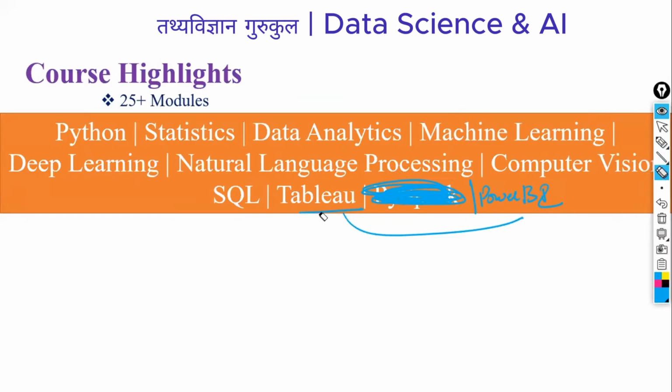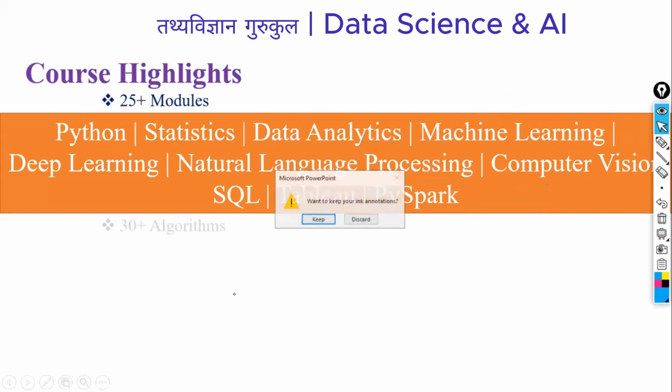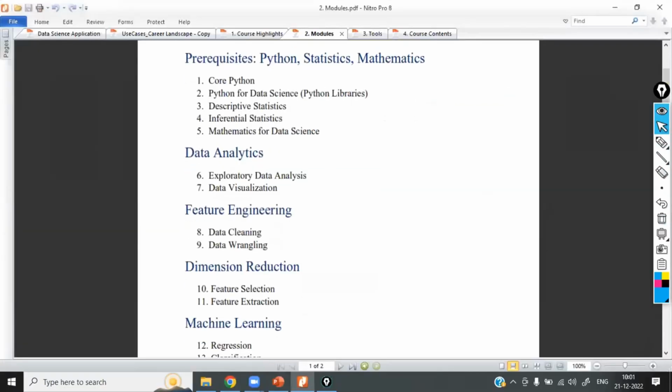Right? So here, whatever the course content is, this includes Python, statistics, data analytics, machine learning, deep learning, NLP. NLP means working on text data, videos or images, or audios, natural language processing. Machine learning is for structured data, if you are working on structured data. Right? And exactly, you can identify the perfect course content in these 25 modules. What are these 25 modules, if you want? These are the 25 modules.